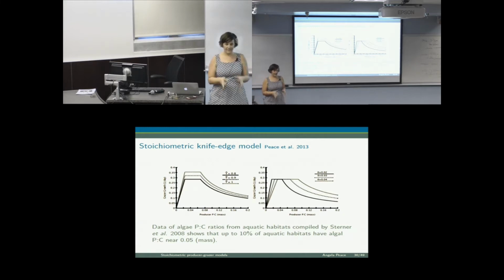So they compiled a list of all the phosphorus to carbon ratios measured and found that up to 10% of them had levels of around 0.05. And you can see where that falls on this graph. It is in the region where you would have potential consequences due to this knife edge effect.